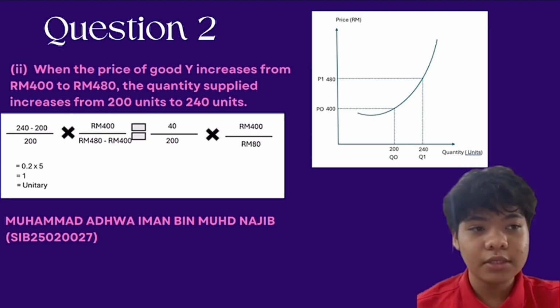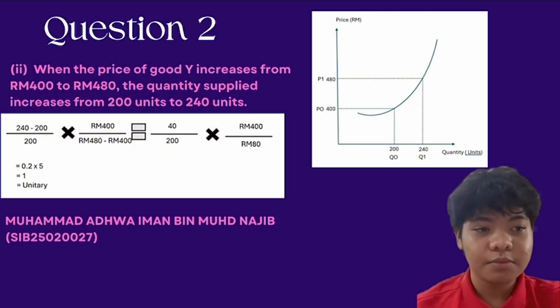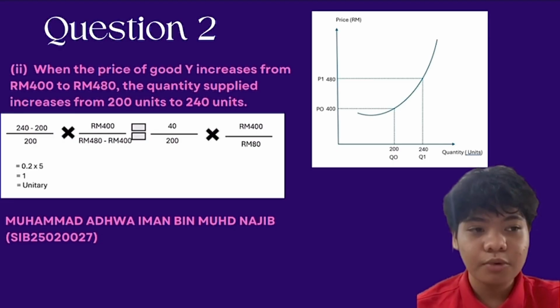This unitary elasticity is caused by the change in quantity matching the change in price proportionally. This tells us producers were able to adjust, but only in line with the price change. The upward sloping supply curve on the graph shows this proportional relationship.